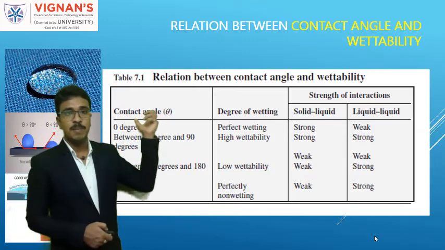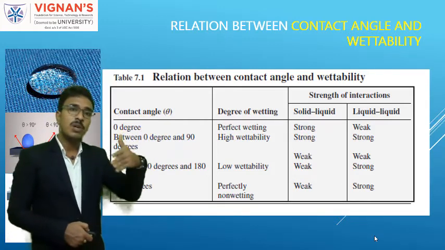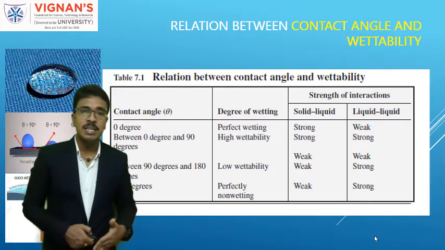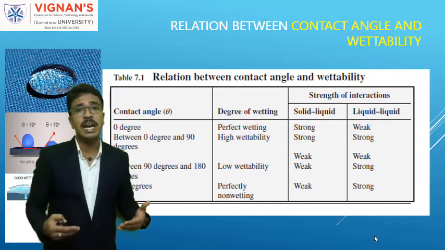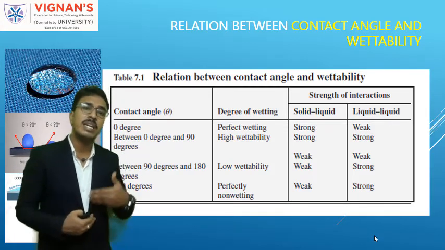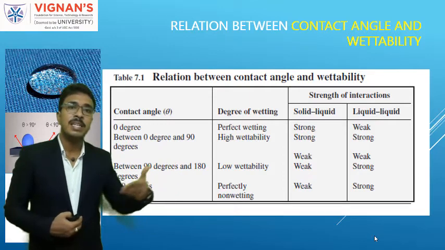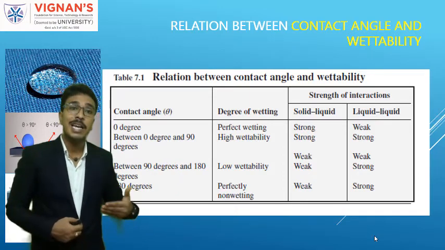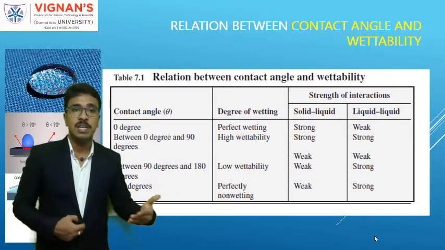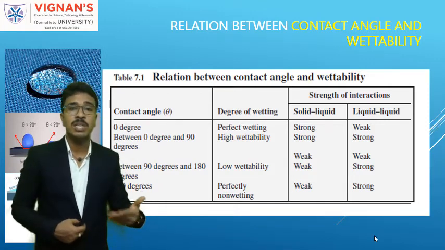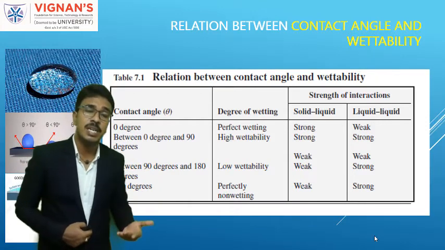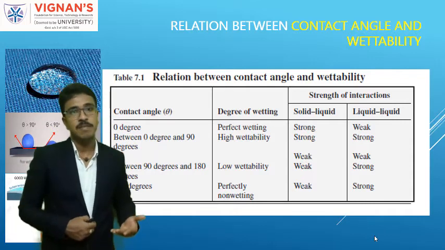As I told you already, if the contact angle is less than 90, the surface is characterized as highly hydrophilic. If the contact angle is more than 90, the surface is characterized as hydrophobic. If it is still more than 130, 140, we categorize it as superhydrophobic surfaces.